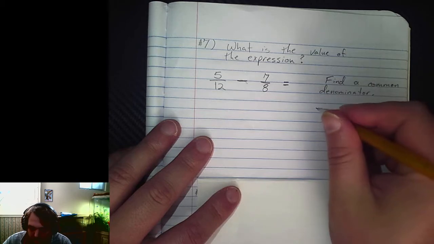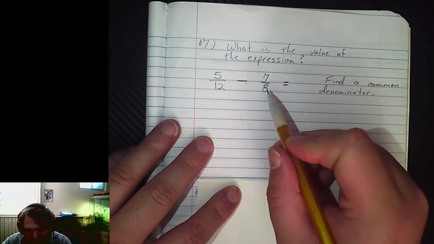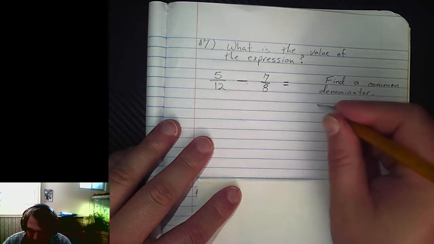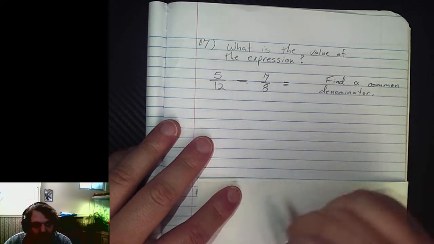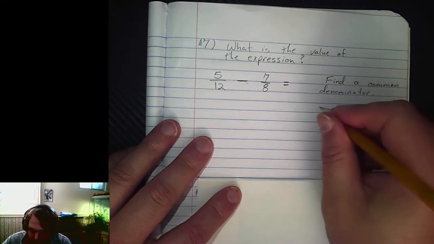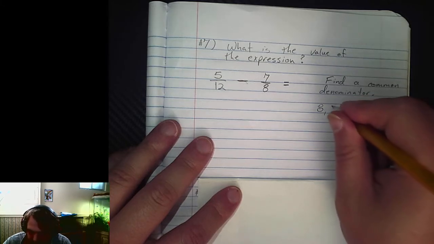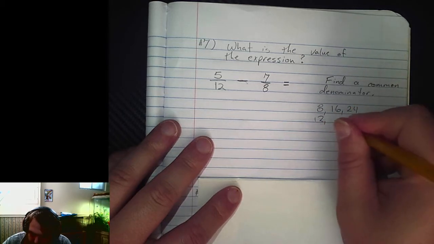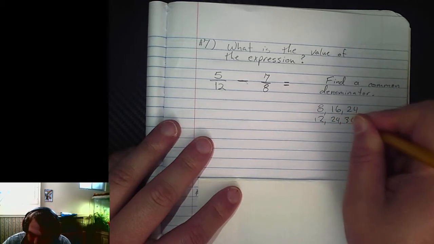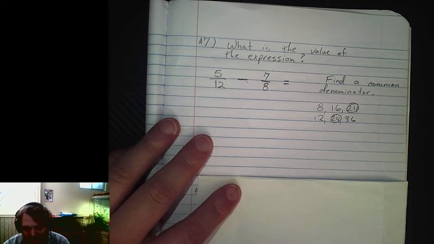Okay, so finding common denominator. We need to find the smallest value that both 8 and 12 go into. One way to do that is by listing multiples of those denominators. So we go 8, 16, 24, and 12, 24, 36, and look there. We found one that was in common right away.